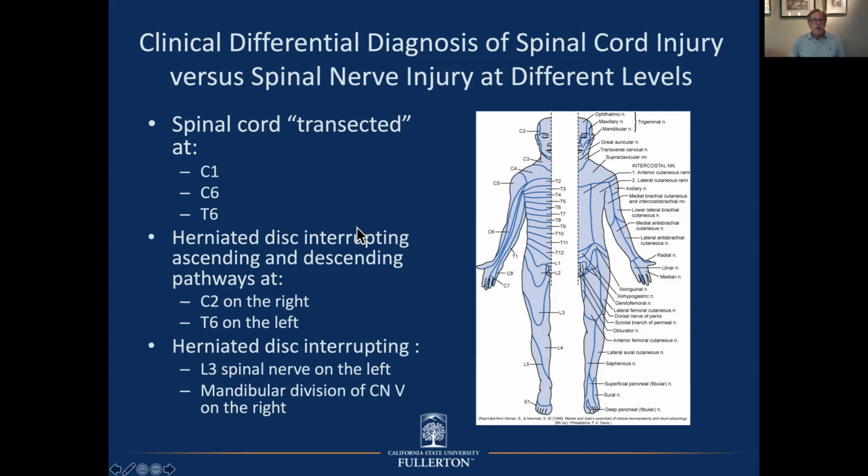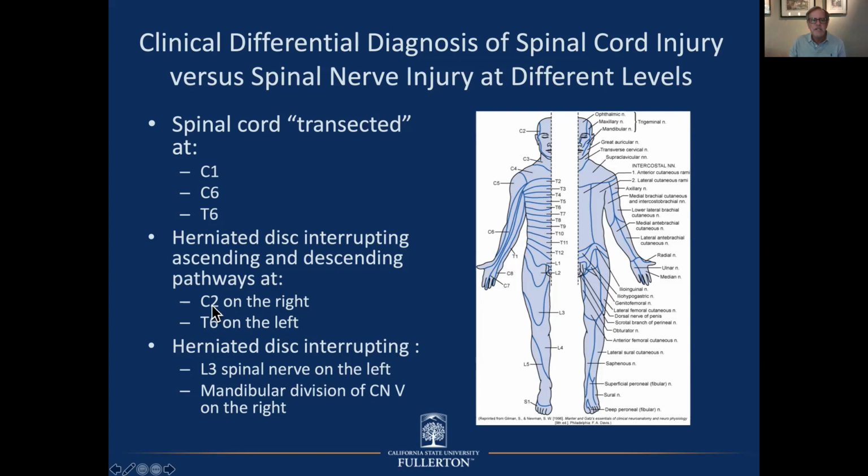Now let's look at the example of a herniated disc interrupting ascending and descending pathways at C2 on the right. Okay, now, this is like a partial transection. The herniated disc is putting pressure on the whole cord, not just a nerve, but only on one side. That's usually not clean. It's not like 100% like a cut. You can cut into a cord halfway across, and that's 100% clean. You lose everything below it, and you don't lose anything above it, and you don't lose anything on the opposite side. But this is a herniated disc, so not quite that clean, but nevertheless the pattern would be there.